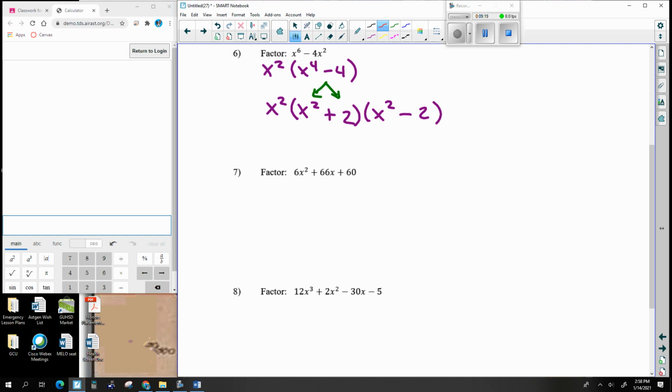GCF out a 6. So it leaves x squared, 11x, and 10. So this is simple ABC multiplied to a positive 10. Positive means both positive or both negative, adding to a positive 11.